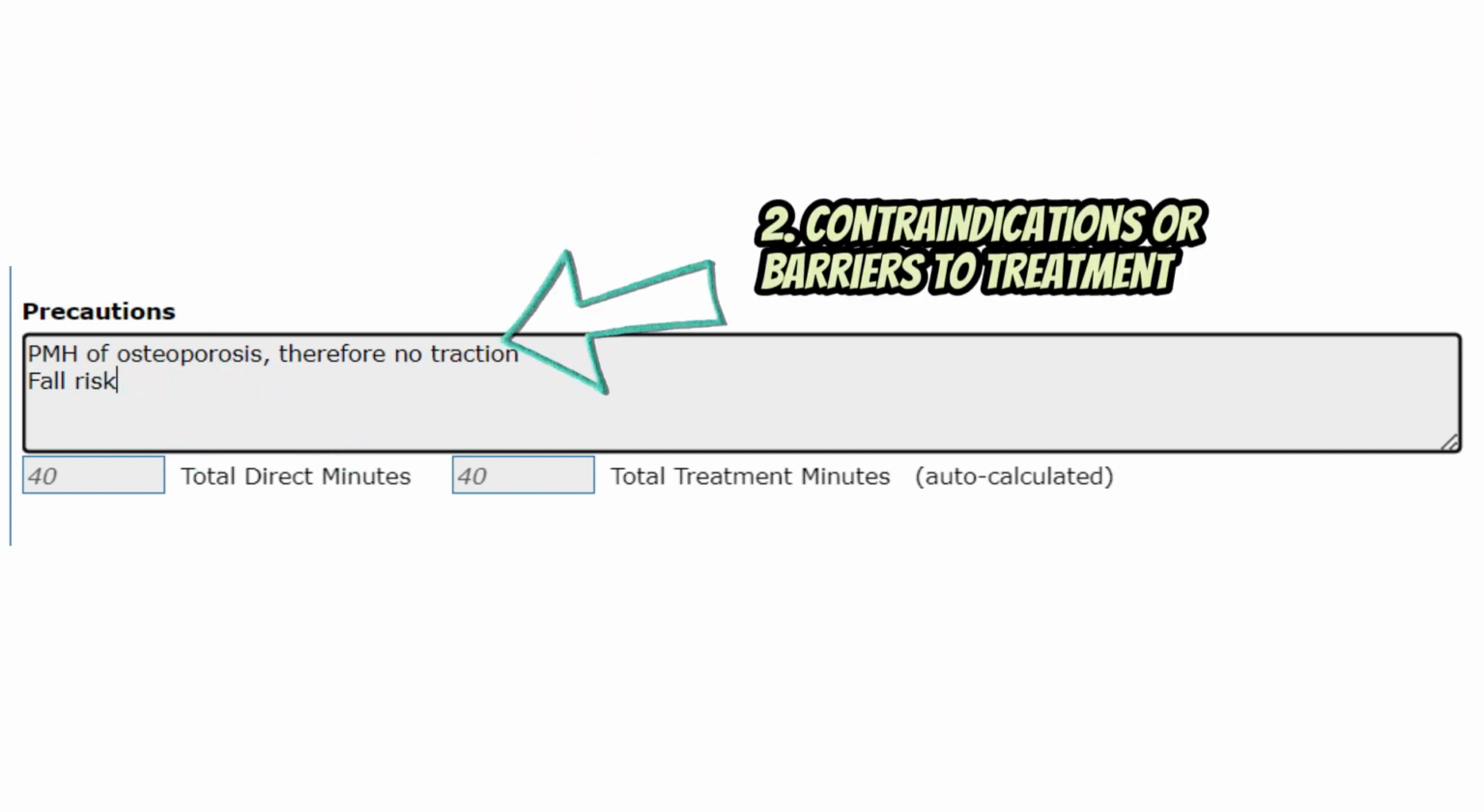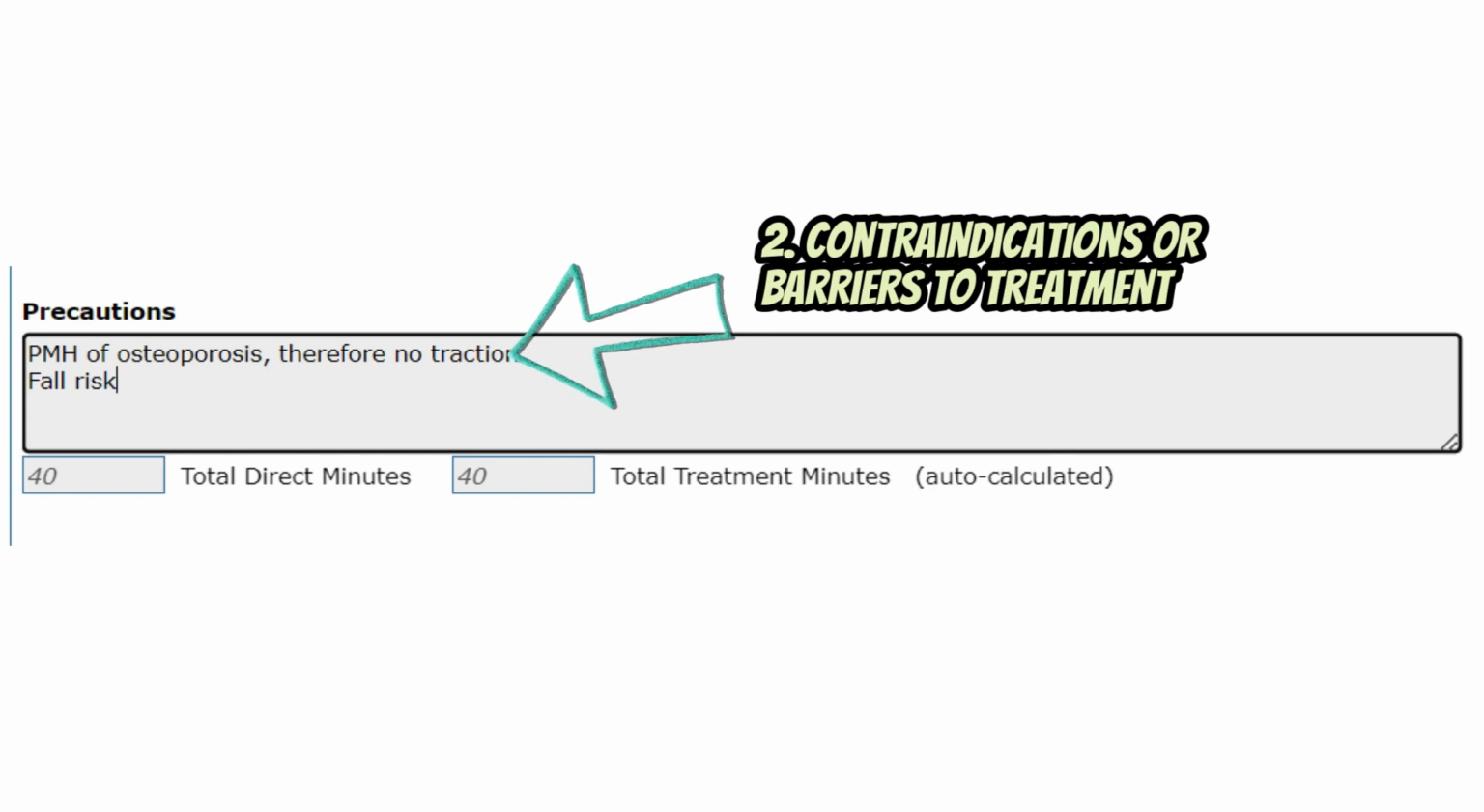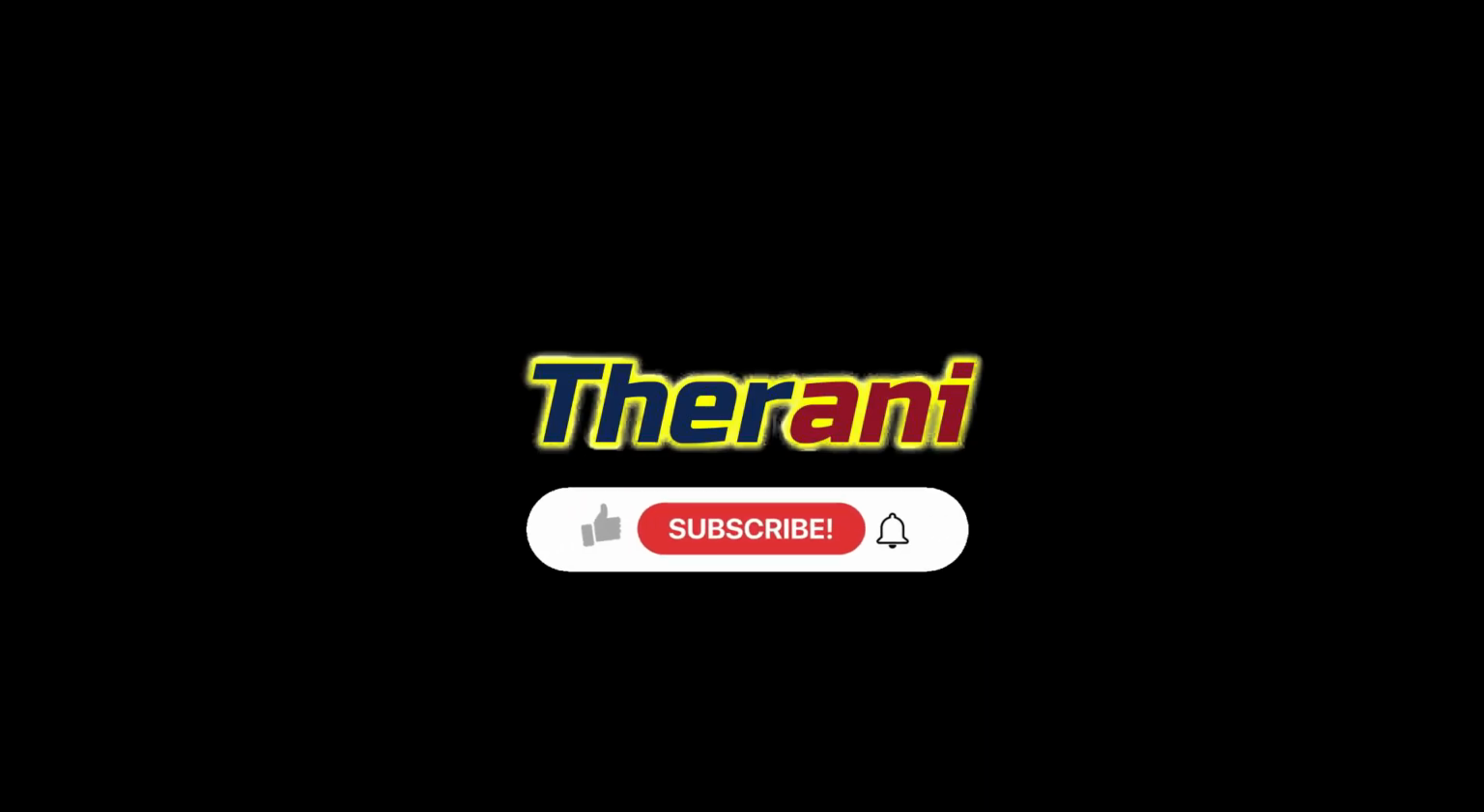You can also write any information in the past medical history that makes the patient contraindicated to certain physical therapy interventions.